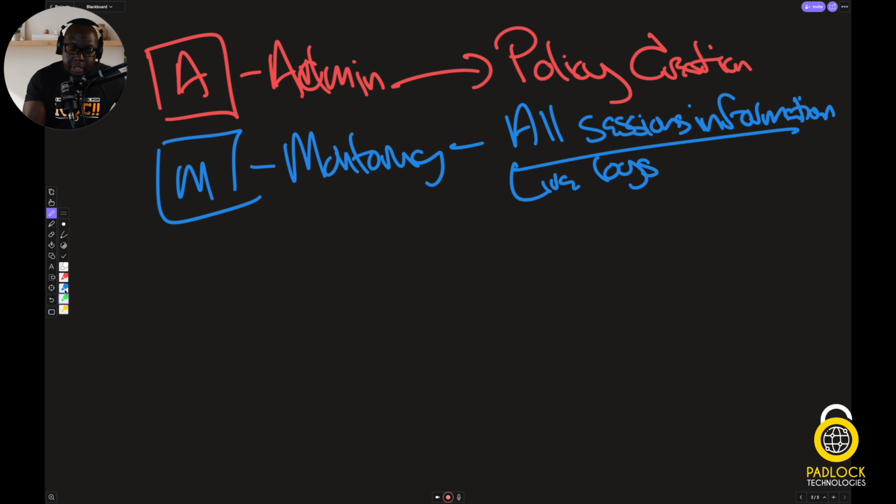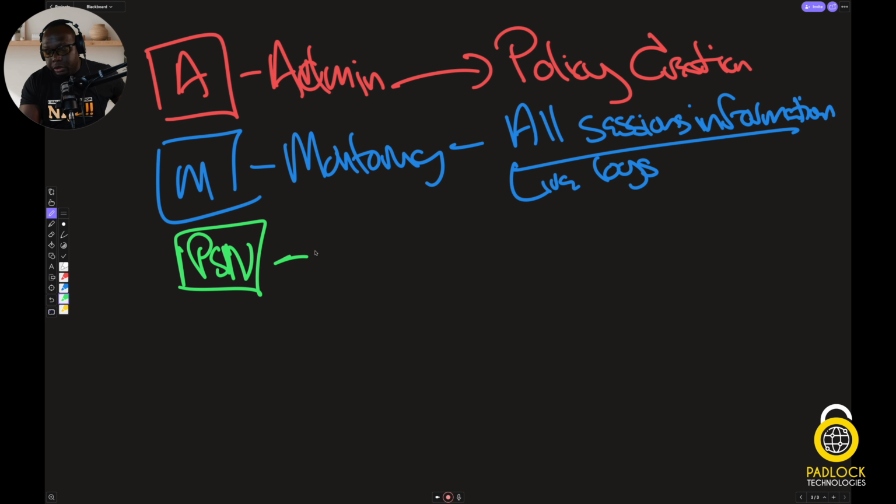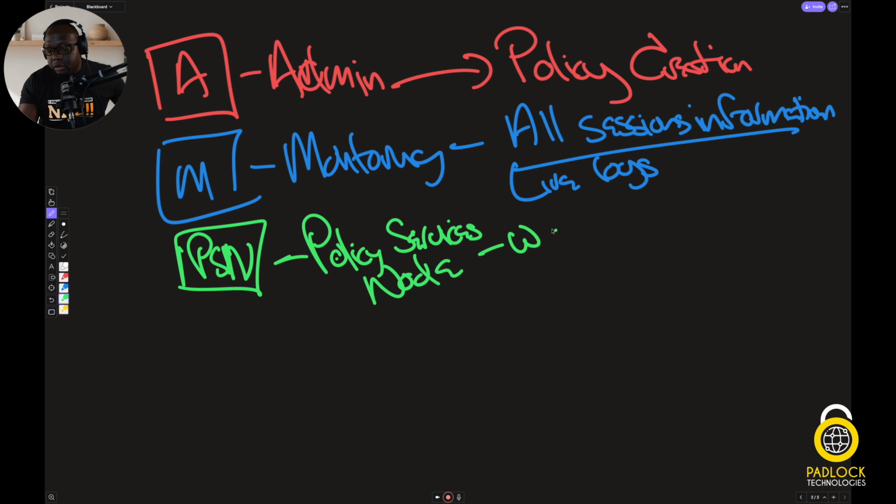Last but not, well, I will say the next one, I won't say last but not least because there is another one. It's PSNs, right? This is the policy service node, or services node, depending on who you ask, right? This is the workhorse of the entire deployment.